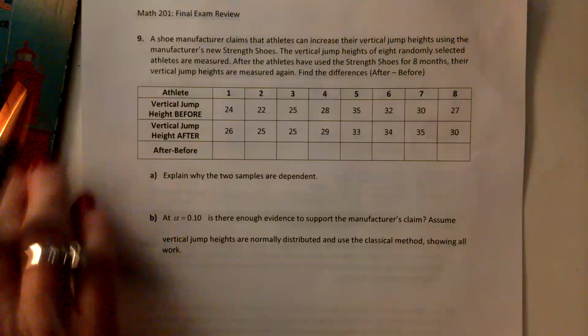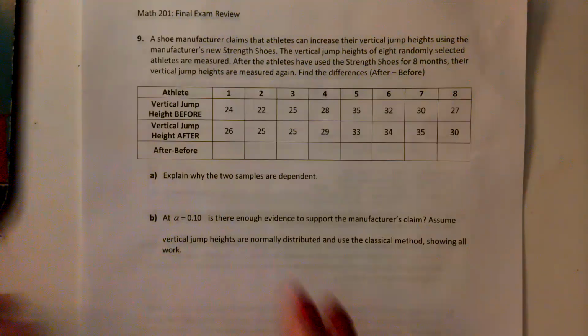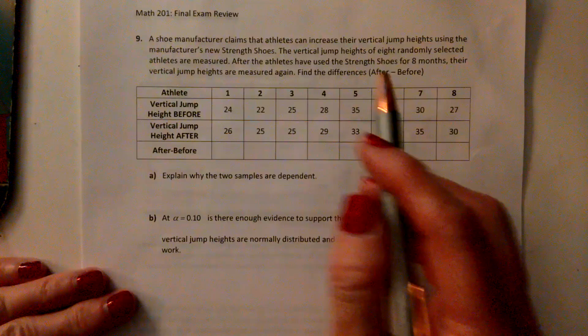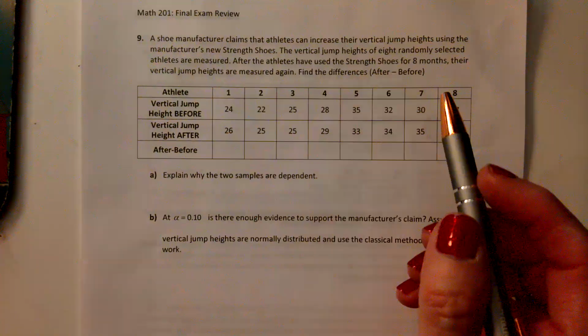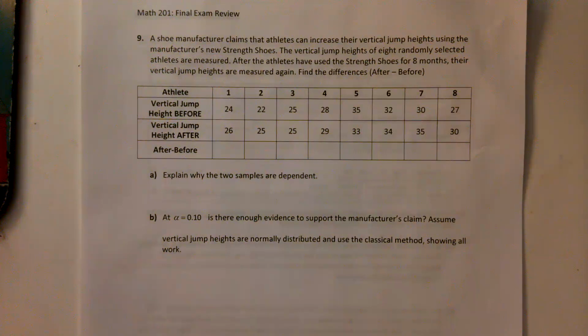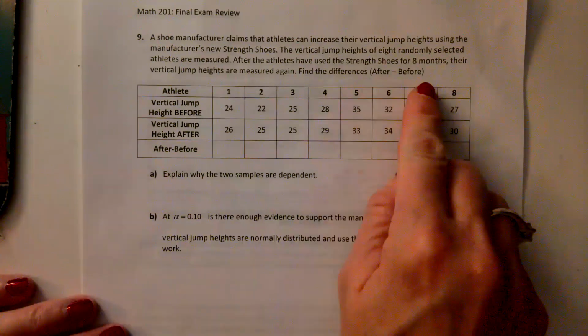It says, a shoe manufacturer claims that athletes can increase their vertical jump heights using the manufacturer's new strength shoes. The vertical jump heights of 8 randomly selected athletes are measured. After the athletes have used the strength shoes for 8 months, their vertical jump heights are measured again. Find the differences of the after minus before.